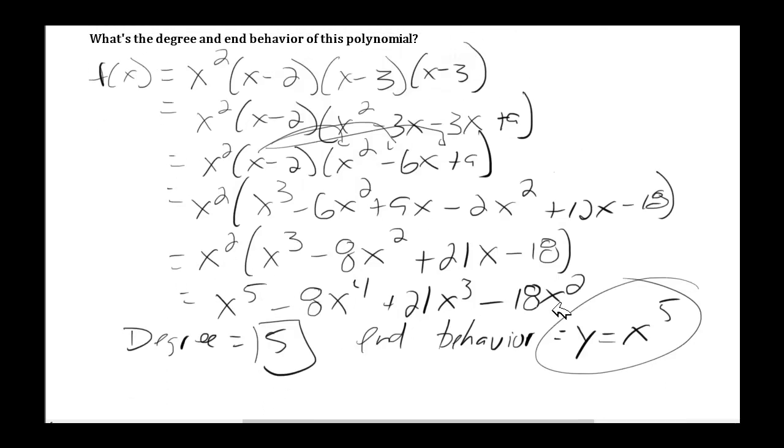You could probably say, just thinking about multiplying all this stuff together, the biggest power of x I'm going to get is x squared times x times x times x. So that's your x to the 5th. And if there was a coefficient, that would come along to the right, that's also going to be the end behavior. Okay, so let's look at some other things with this polynomial.